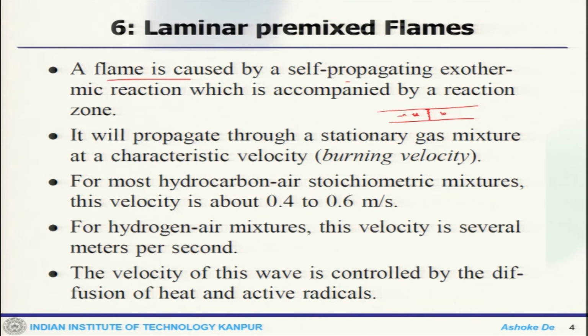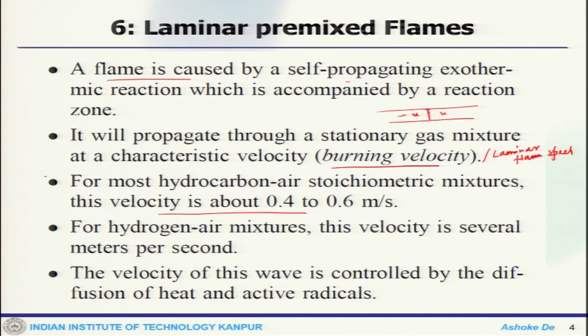Now, it will propagate through a stationary gas mixture at a characteristic velocity which is called burning velocity or laminar flame speed. So, this is one of the very fundamental properties of a premix flame, and that one has to know. Now, most hydrocarbon stoichiometric mixtures have a velocity of about this. So, we will see how this burning velocity actually varies with the mixture, or rather the stoichiometric mixture coefficient.